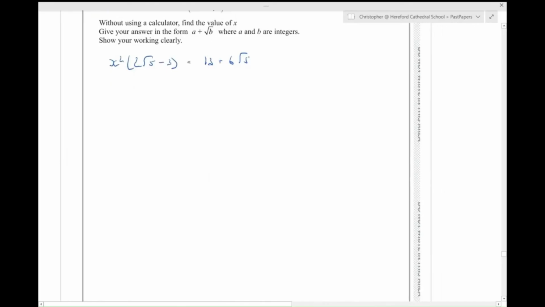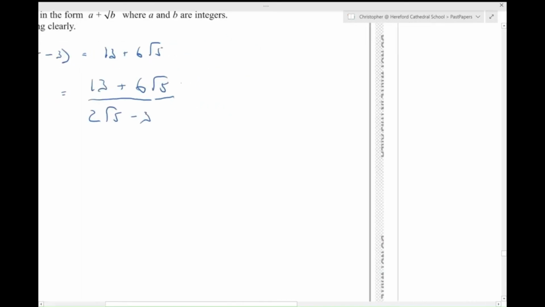Right, I'm going to start by dividing both sides of this equation by 2 root 5 minus 3. It's going to give me 13 plus 6 root 5 over 2 root 5 minus 3. Right, I'm going to rationalise the denominator here, so I'm going to multiply top and bottom by 2 root 5 plus 3. Okay, all I've got to do now is to do that without messing it up.